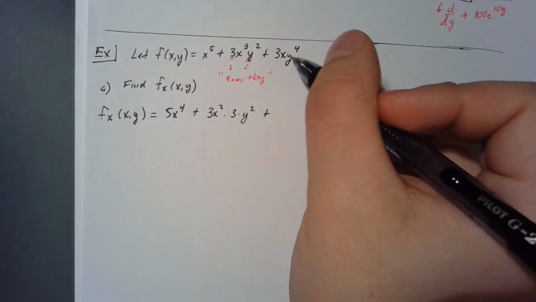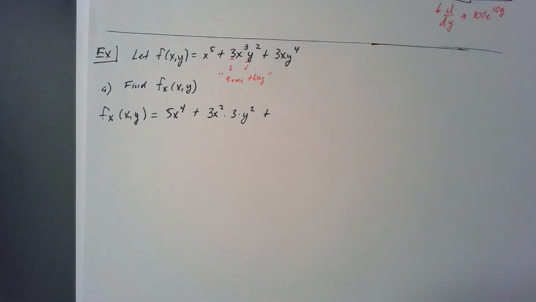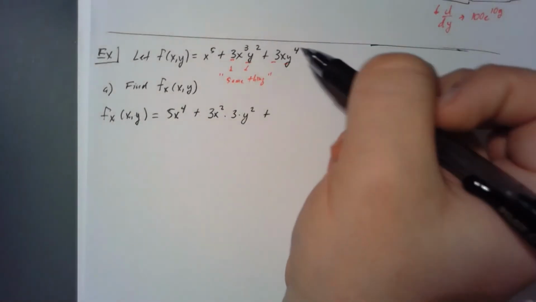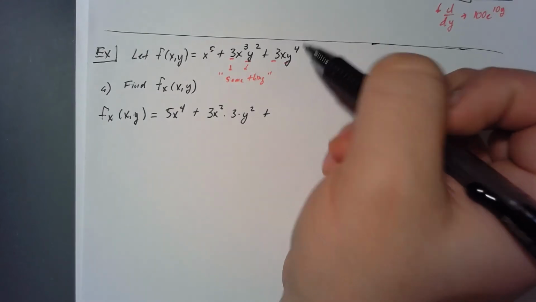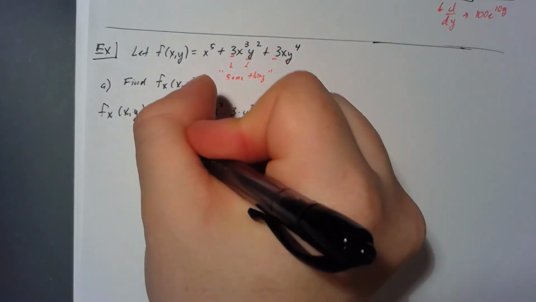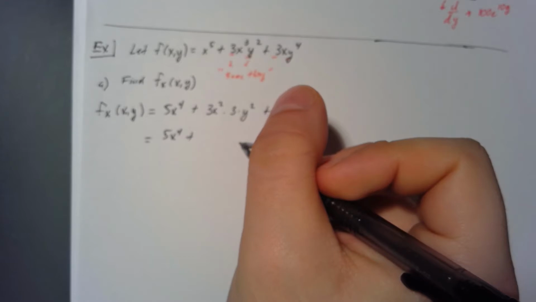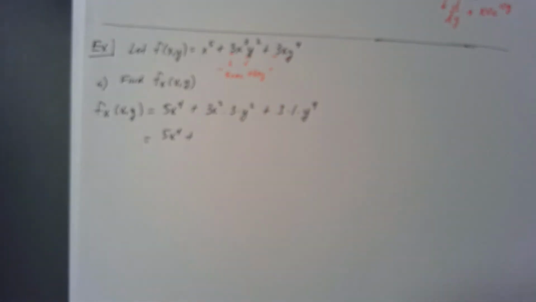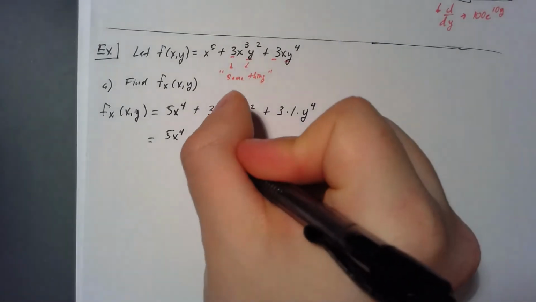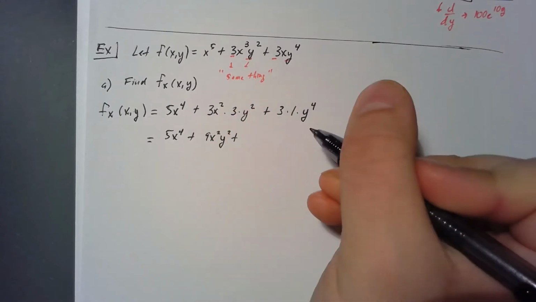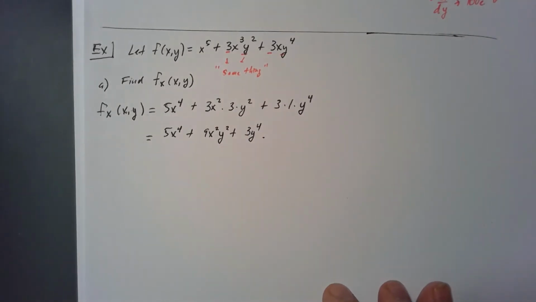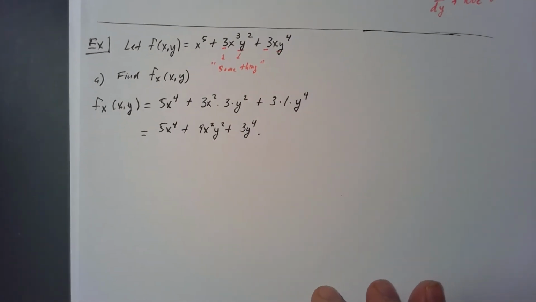Same thing here. I'm taking the derivative of x, so they're considered the same thing. So what's the derivative of x? Well, that's just 1. So I'm going to have 3 times 1 times y to the fourth. So now when I rewrite all that, I have 5x to the fourth plus 9x squared y squared plus 3y to the fourth. So that's the partial derivative of f with respect to x.